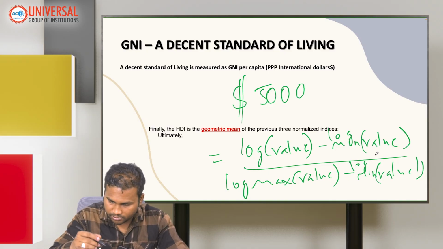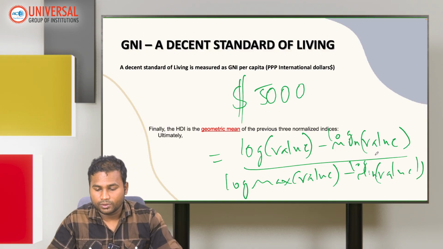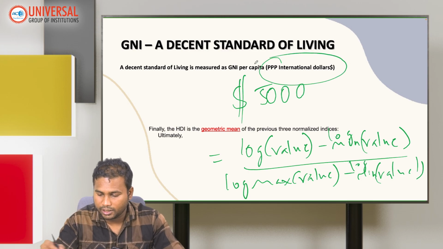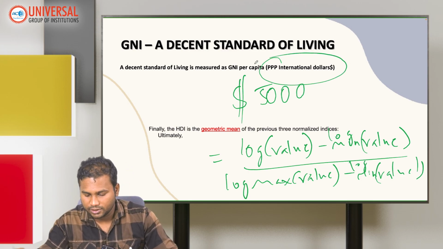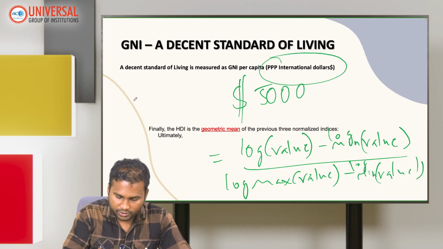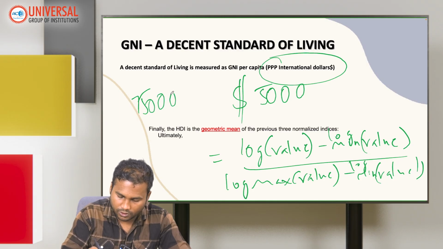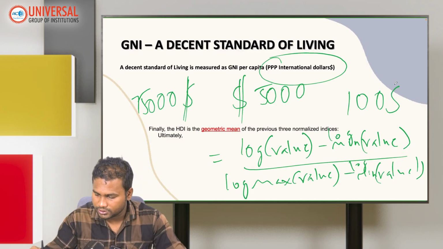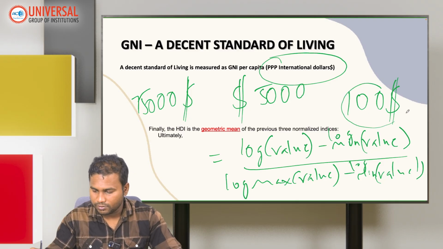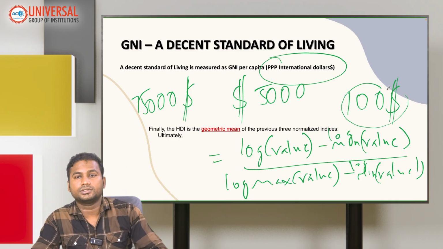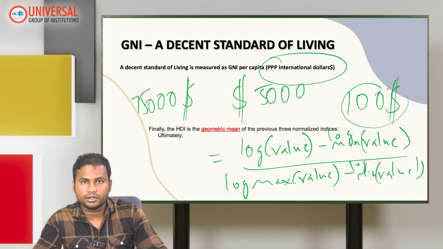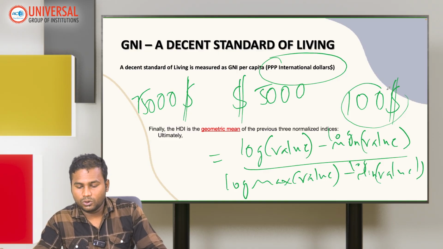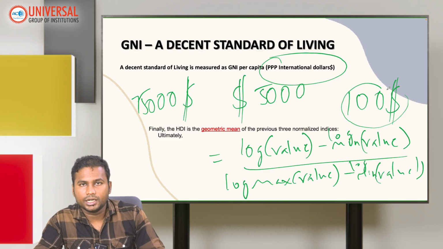Here the maximum value for calculating GNI in terms of purchasing power parity, compared to international dollars, is $75,000. The minimum value is $100. If any country has a per capita income under $100, that means they have no development at all, no human development.